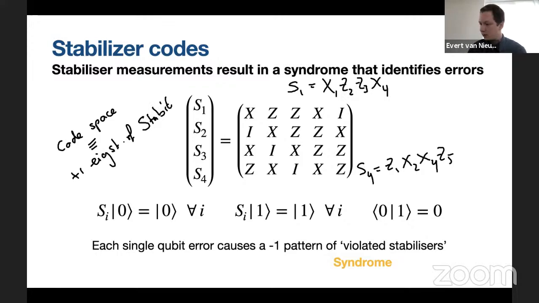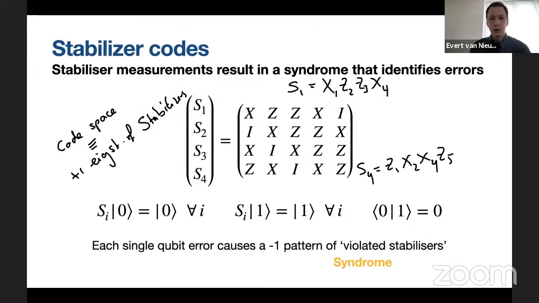So I'm just repeating what I wrote down here. The 0 is such that it has +1 eigenvalue when you act on it with all these stabilizers, and the same is true for the 1. Of course, those have to be orthogonal.